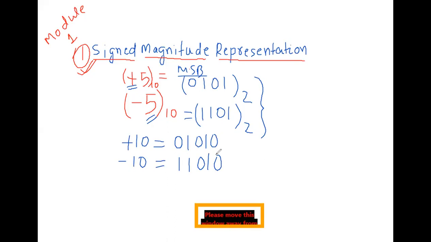Some of your friends asked me about this negative binary number. Understood? This is the signed magnitude representation. Next we'll move to ones complement representation. Any doubt in this? Shall I move? Okay.